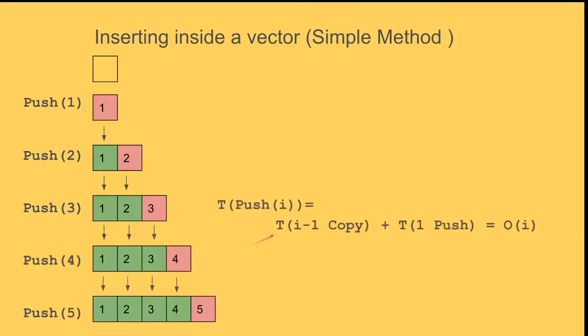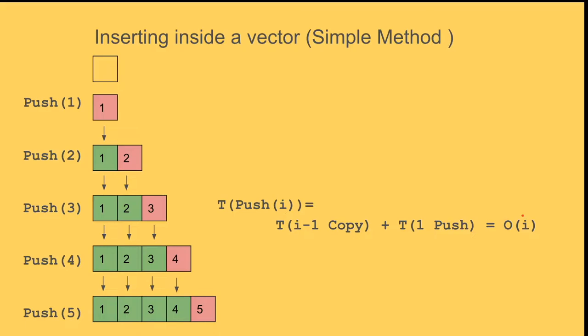Based on this, T of push i at each stage is i minus 1 copies. So each time we have to copy i minus 1 times, and then plus 1 push at the end. So the whole thing is O of i.